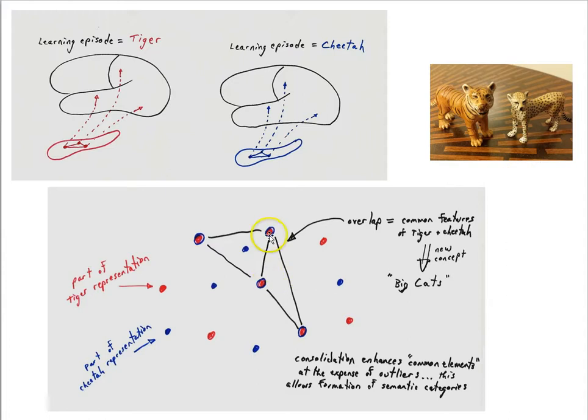Well, now, why would there be overlapping neural activity? Because tigers and cheetahs have similar characteristics. They have 4 legs, and they have teeth and tails and fur, etc., and they chase things and eat them.